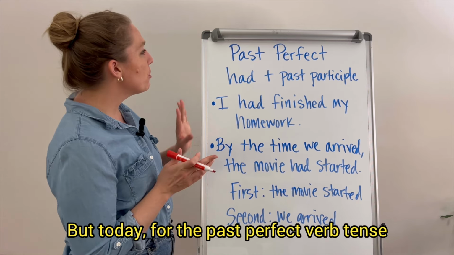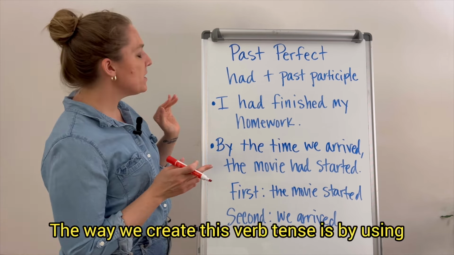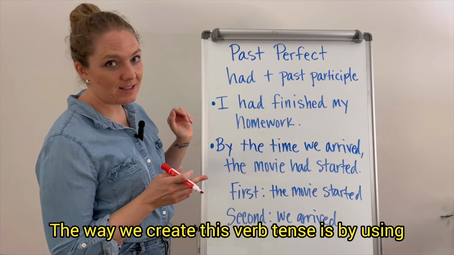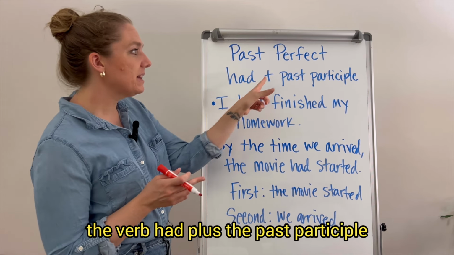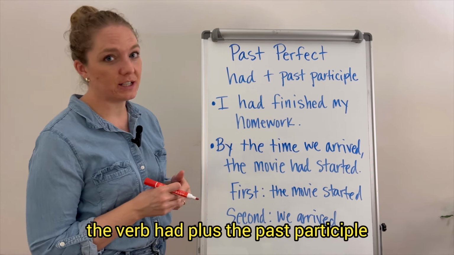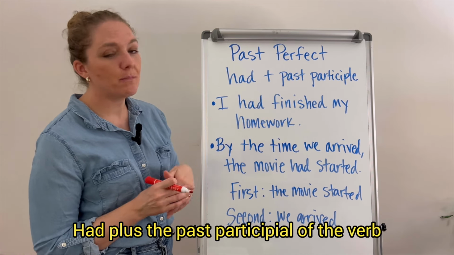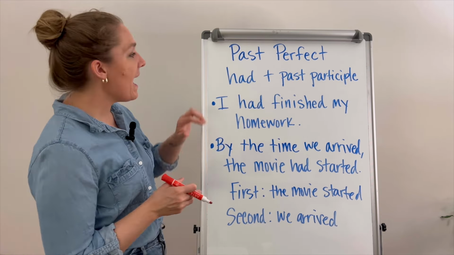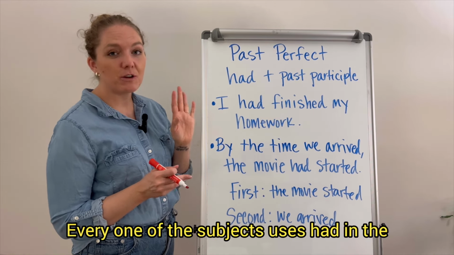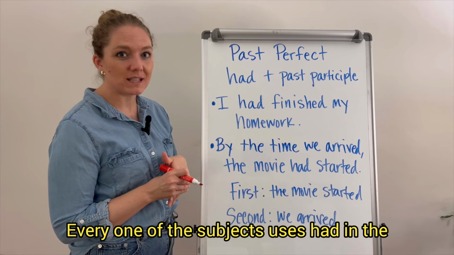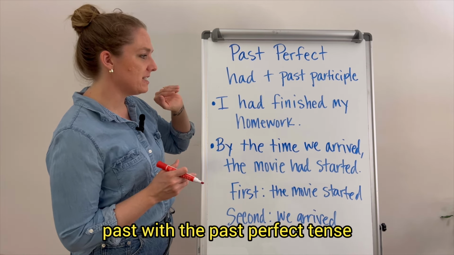But today, for the past perfect verb tense, the way we create this verb tense is by using the verb had plus the past participle of the verb. Every one of the subjects uses had in the past with the past perfect tense.